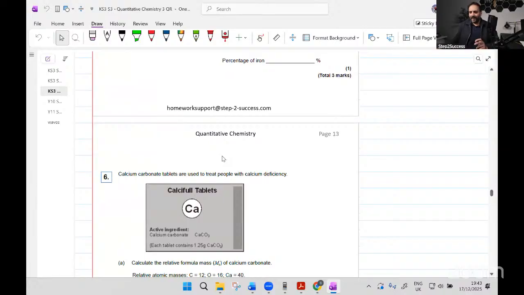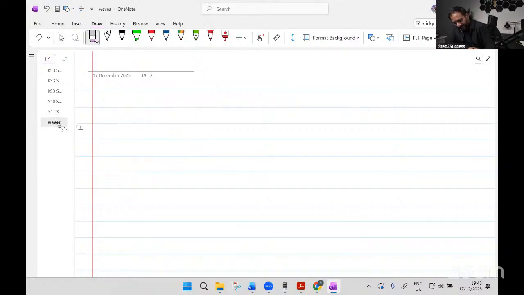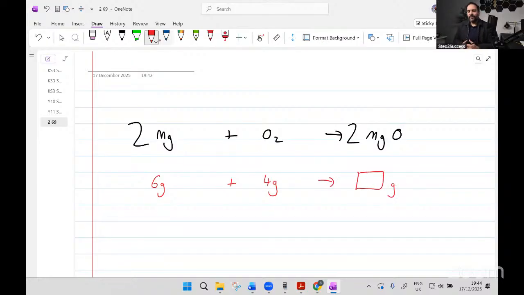But meanwhile, let me just explain one of the things of quantitative chemistry, which you might not have covered in the lesson. If I gave you the following equation, magnesium plus oxygen gives magnesium oxide, and I balance this equation, it balances to the following. But then if I asked you this question: if I react 6 grams of magnesium with 4 grams of oxygen, how much of this do I make? If I asked you that question, I suspect everybody would get the correct answer.